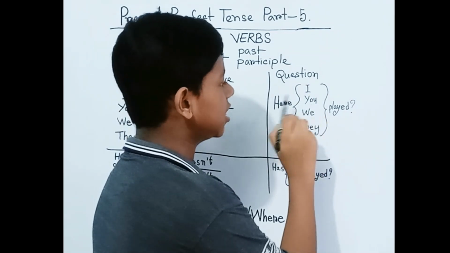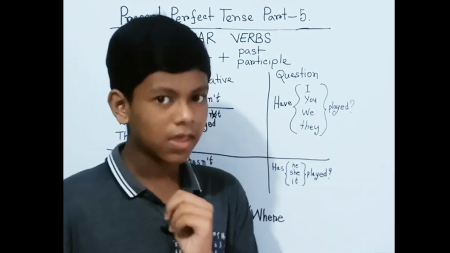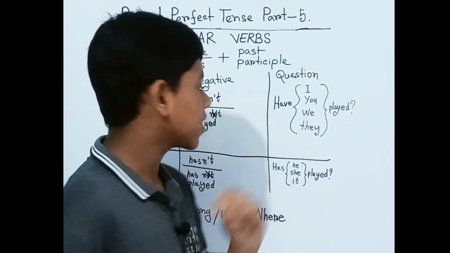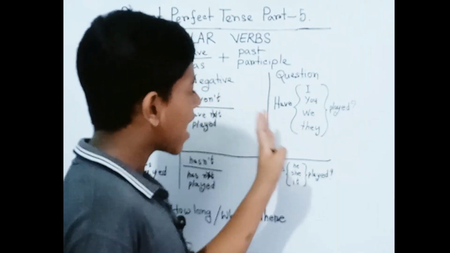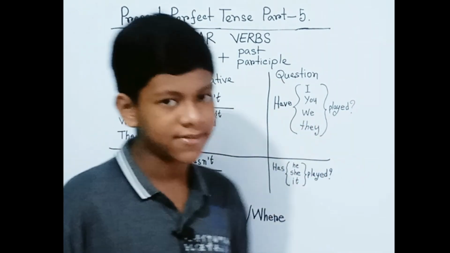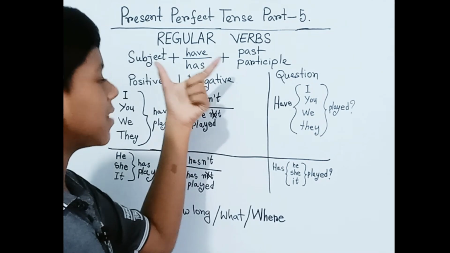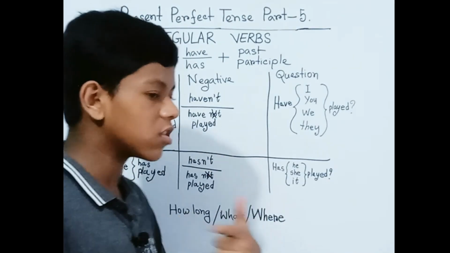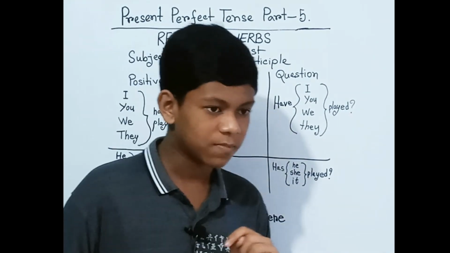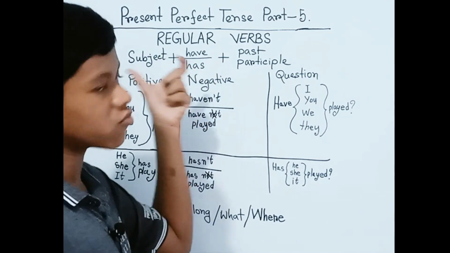It is still working by following their order. Have you played? Have we played? Have they played? Next here, we are keeping the main structure and now we are transforming it into three kinds of sections. So always memorize this structure.